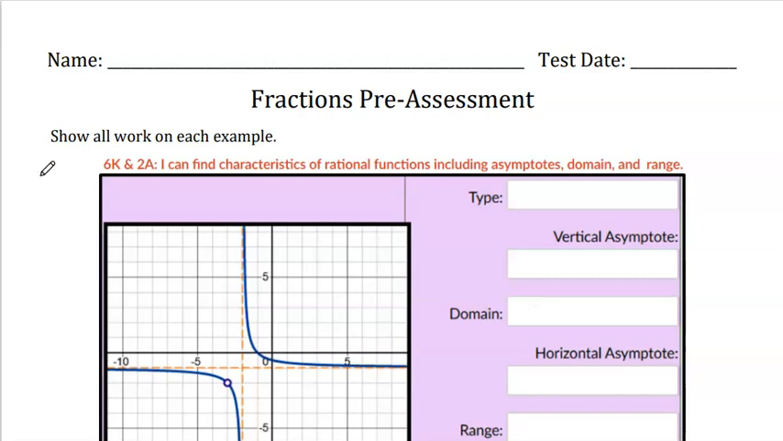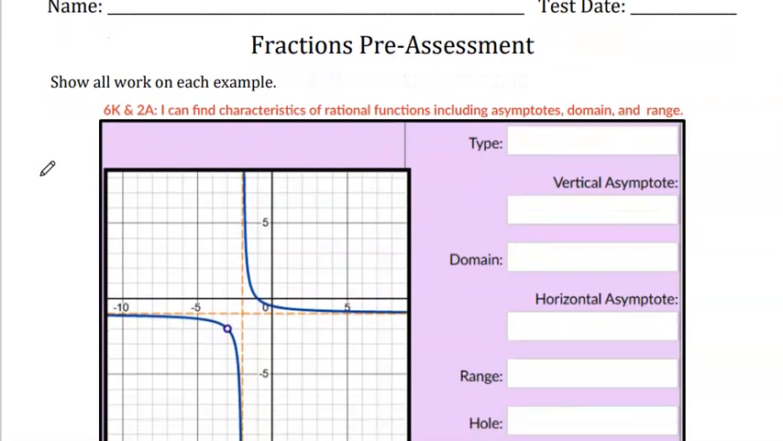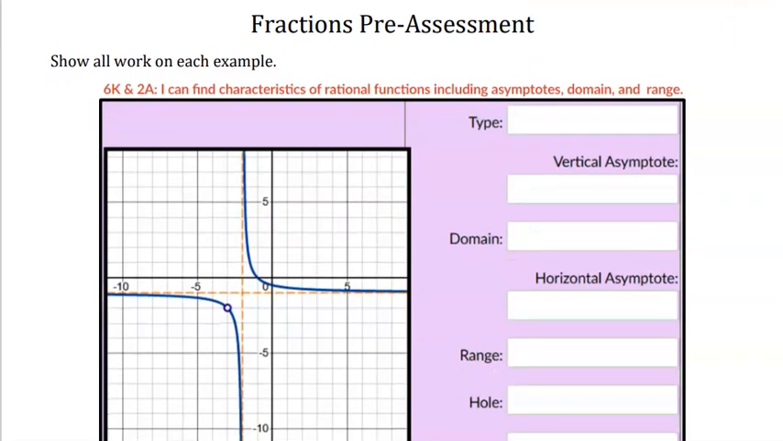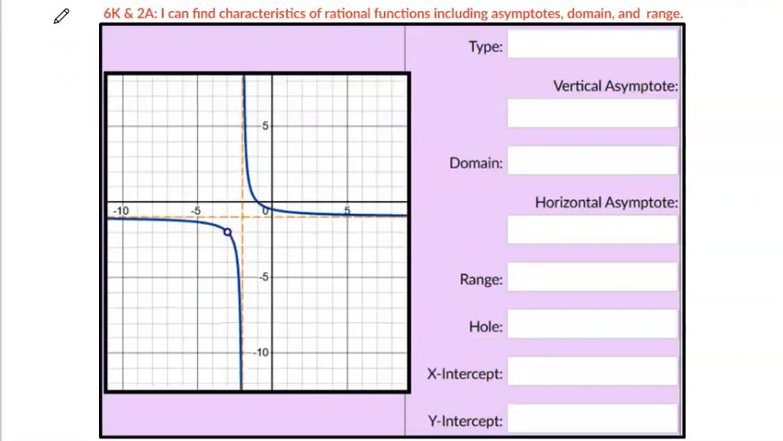Fractions pre-assessment. Show all work on each example. 6K and 2A. I can find characteristics of rational functions including asymptotes, domain, and range.